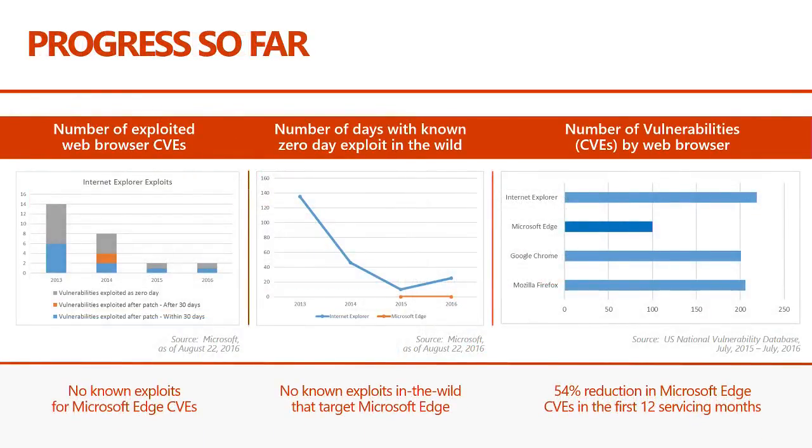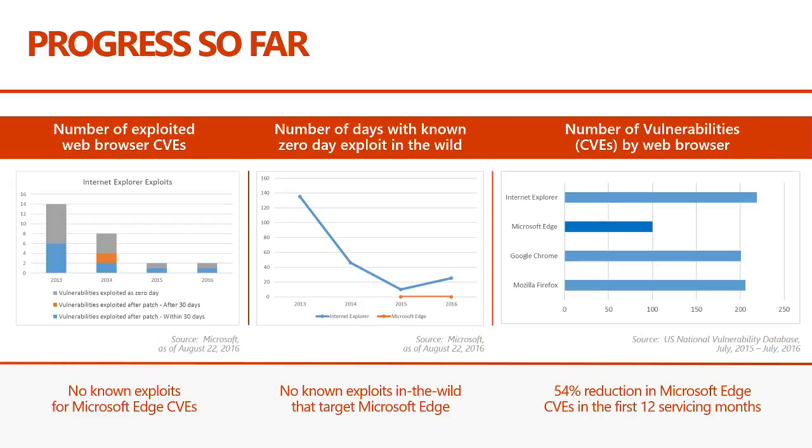So far, how has it been? Edge has been out now for over a year. If you can see here, we've got the number of Internet Explorer exploits over on the right. So Microsoft are still working, still supporting Internet Explorer, and they are still making it more secure. We can see the vulnerabilities are 0 days, vulnerabilities exploited after 30 days, or vulnerabilities exploited within 30 days.